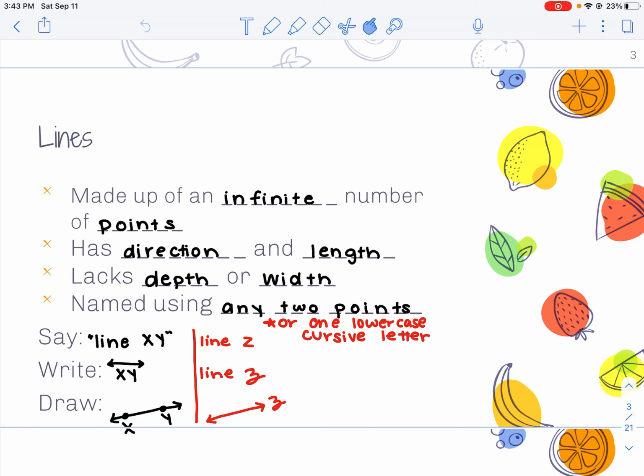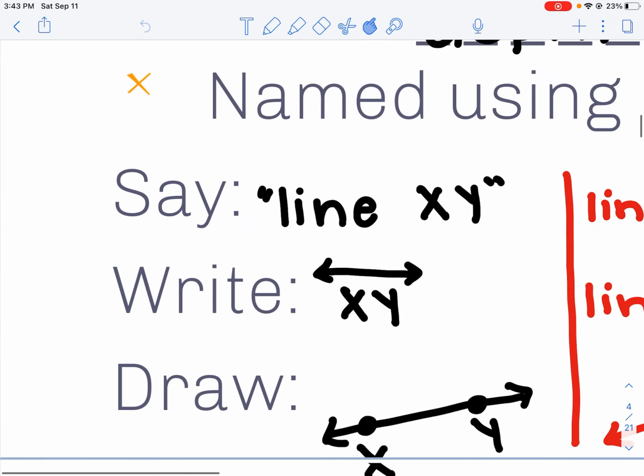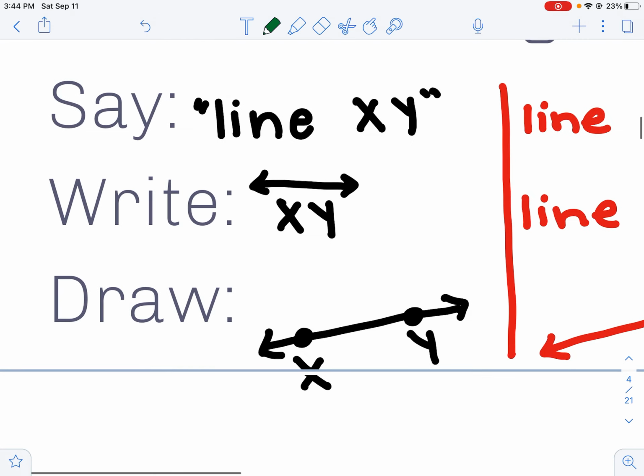I'm going to name it using any 2 points that are on the line. When I talk out loud about it, I'm going to say line XY and then write XY with the little line. It's super important that I have these tiny arrows up above those 2 letters to show that, hey, this is a line and it continues forever. When I draw it, I have my line, my points are marked on there.